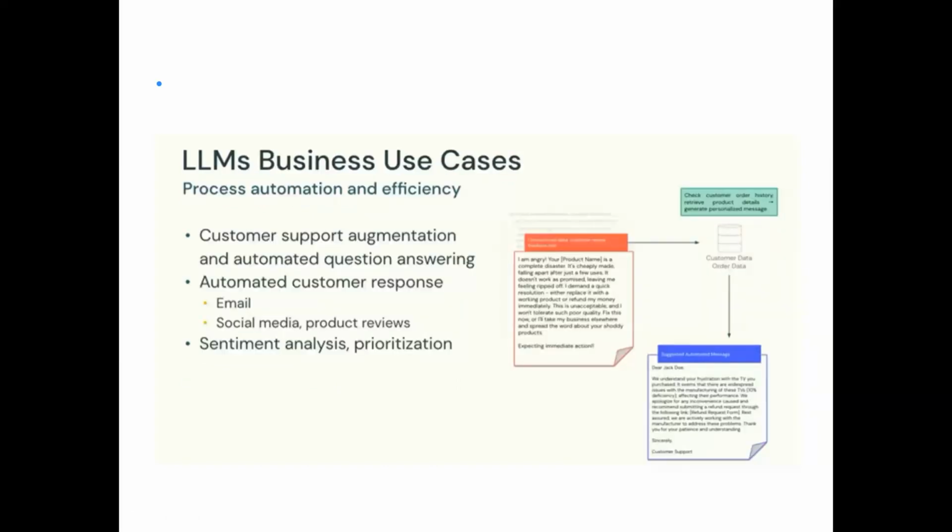Next, process automation and efficiency. If you are working as a digital marketer, in a digital marketing company or as a marketing agent, what are you doing? Manually you are sending emails. Manually you are going to social media and posting.